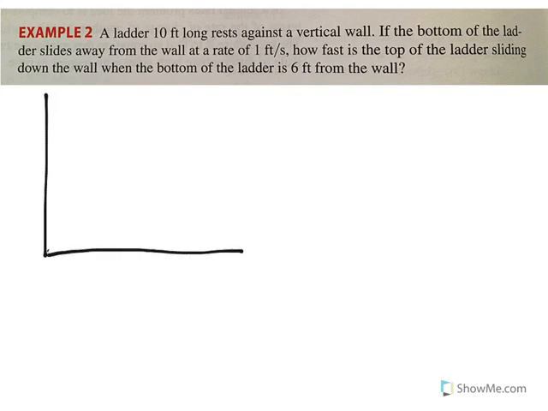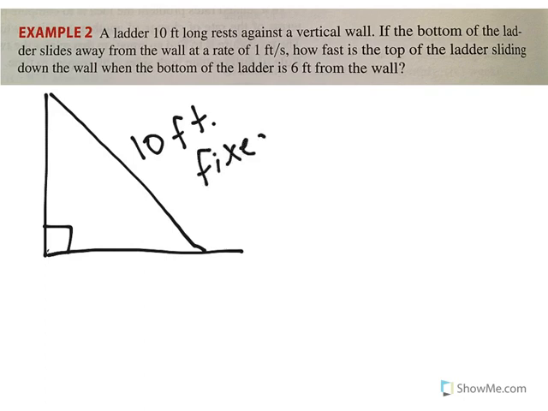We have a vertical wall, which, despite my hand-drawn picture, I think means we have a right angle there. And we have a 10-foot ladder. Now, one of the things we wanted to consider is which values are fixed and which values are changing. One thing we should be able to identify is that this 10-foot ladder is actually a fixed value. The ladder's not getting shorter or longer as it falls. It's still 10 feet no matter where it is.